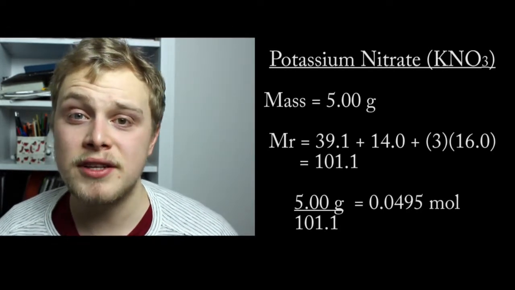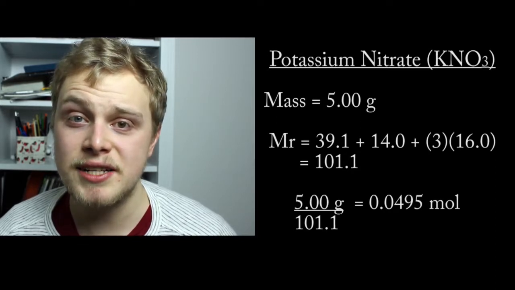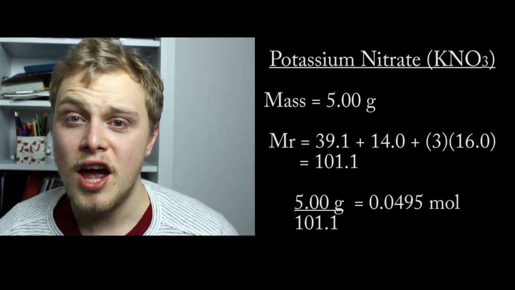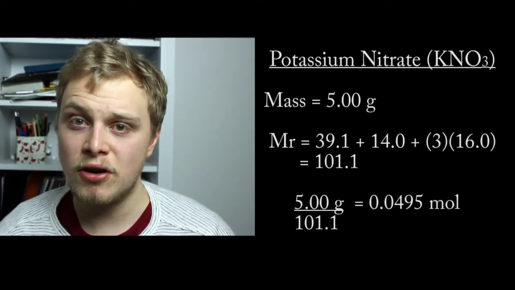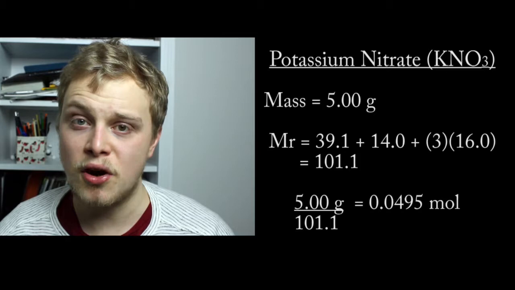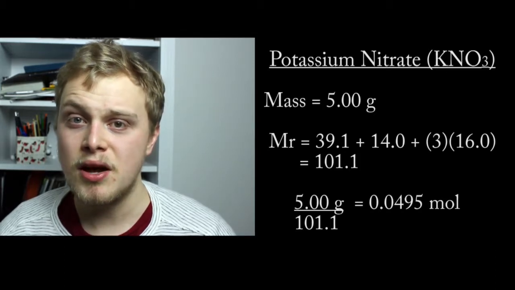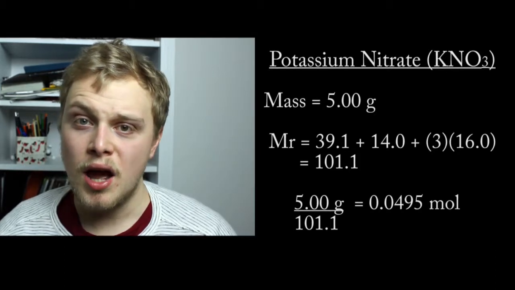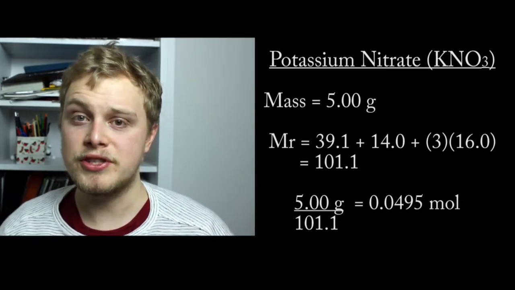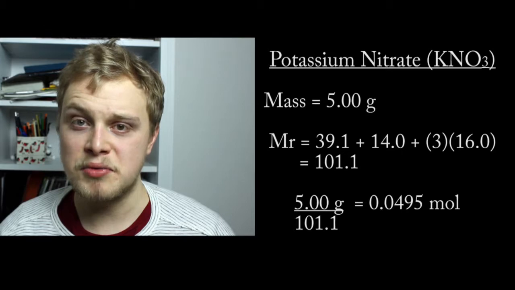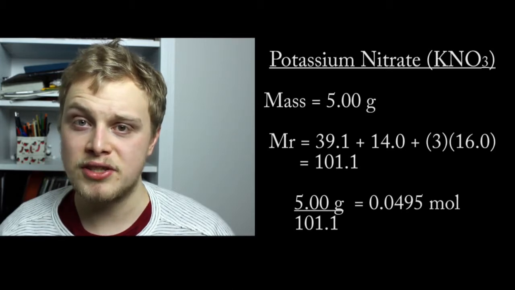So first of all, we have to consider the mass of the substance, which in this case is 5.00 grams. And now we have to calculate the relative formula mass of potassium nitrate. Now this will involve adding up the relative atomic masses of one potassium atom, which is 39.1, one nitrogen atom, which has a relative atomic mass of 14.0, and 3 oxygen atoms, which individually have a relative atomic mass of 16.0.